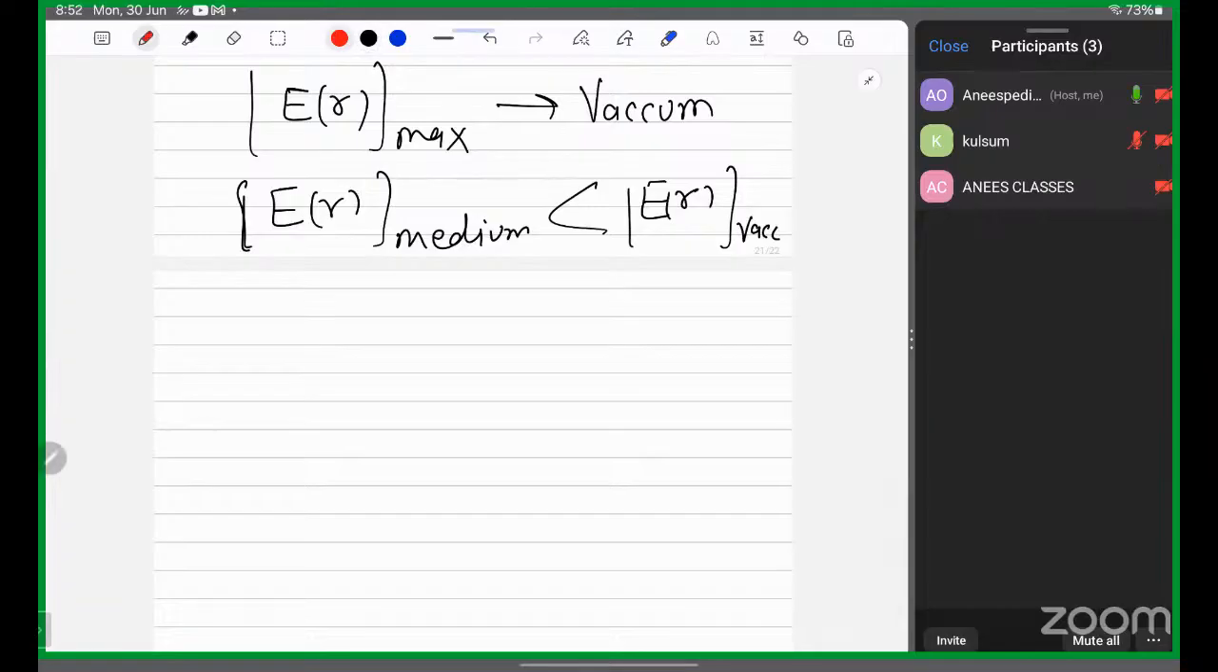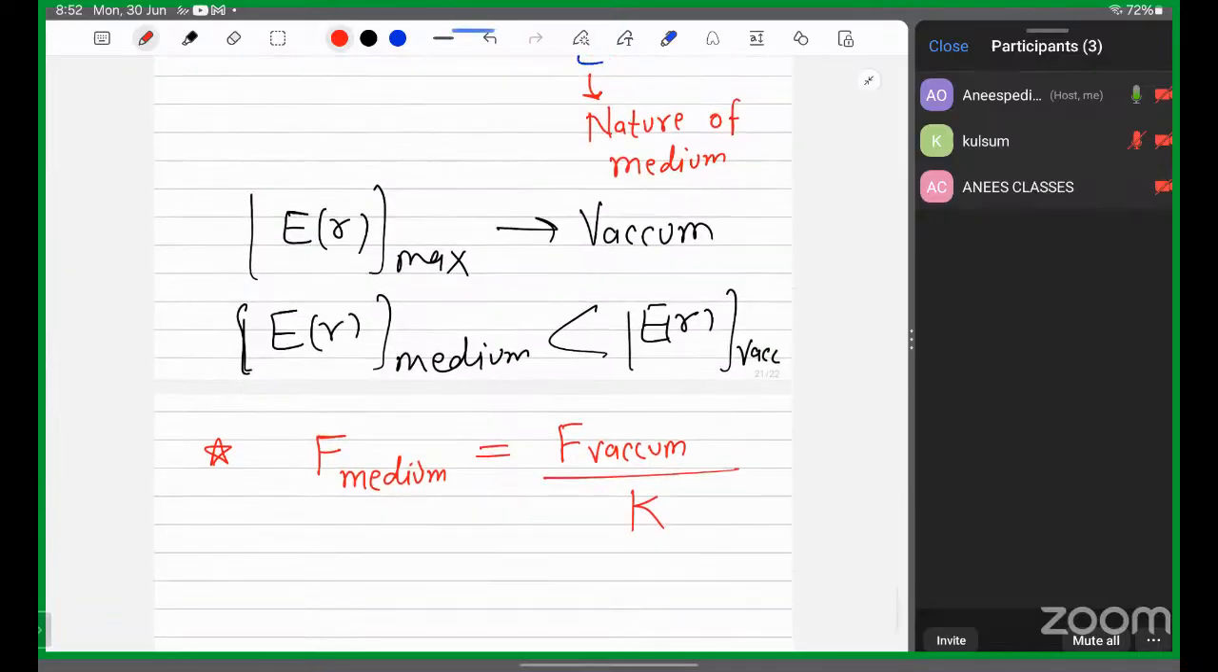And there is a relation between electric field in medium and electric field in vacuum, and that can be understood from the standard formula I already gave you in Coulomb's law. If you want F medium as compared to F vacuum, this will be F vacuum divided by dielectric constant K. And E is derived from F, right? E is nothing but F by Q. Yes, E is F by Q. And in a special case, if I take test charge Q as 1 coulomb, E will be nothing but F.